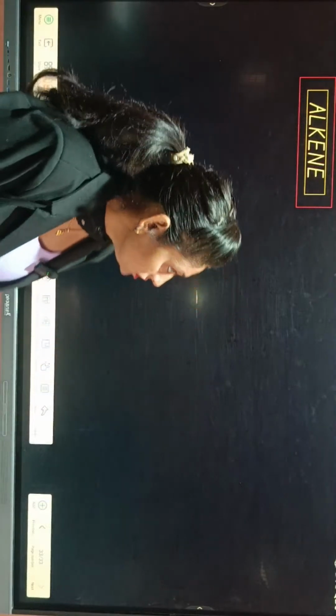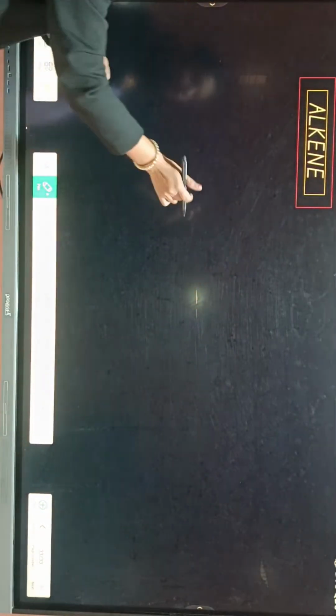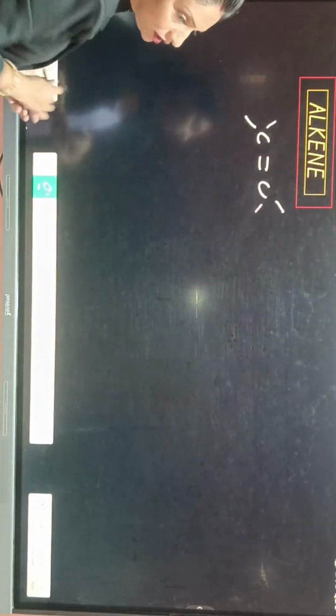As you know, we are discussing the unit on hydrocarbons. In that, we already covered saturated hydrocarbons, that is alkanes. Today we will start unsaturated hydrocarbons, and in unsaturated hydrocarbons we will discuss alkenes. First we will see the general introduction. Alkenes means carbon to carbon double bond.